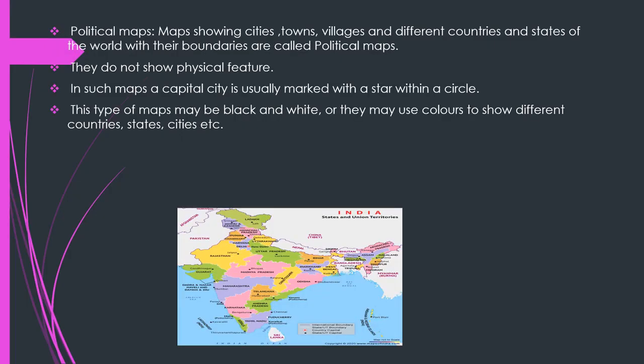Political maps show cities, towns, villages, and different countries and states of the world with their boundaries. They do not show physical features. In such maps, a capital city is usually marked with a star within a circle. This type of map may be black and white, or they may use colors to show different countries, states, cities, etc.